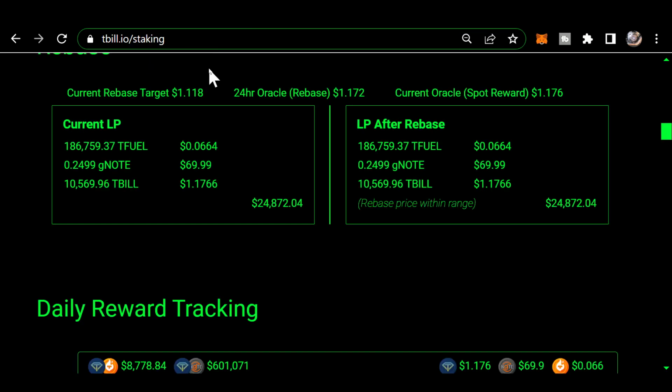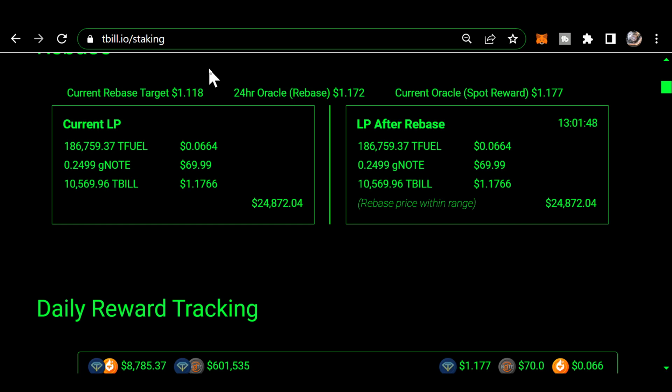So now I'm back over here on the tbill.io staking page, and under the rebasing information here on the left, it now shows that I have some gNote in there working for me as well. Shows the current price of gNote is $69.99, and I have 0.2499 gNote in there, and it's paired with the appropriate amount of T-bill. And the amount of T-bill shown there is the combined T-bill that I have in the two different pools.